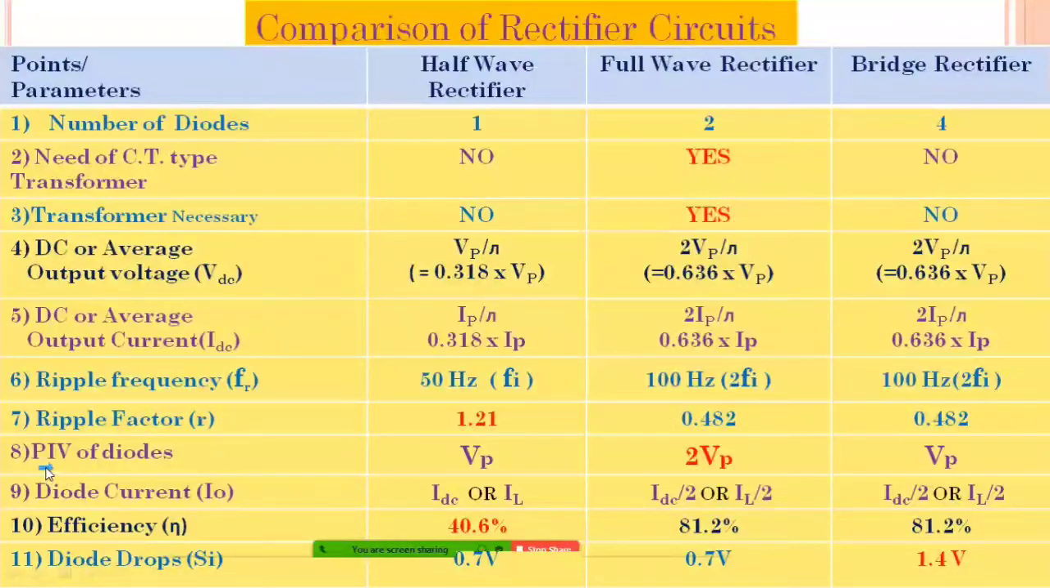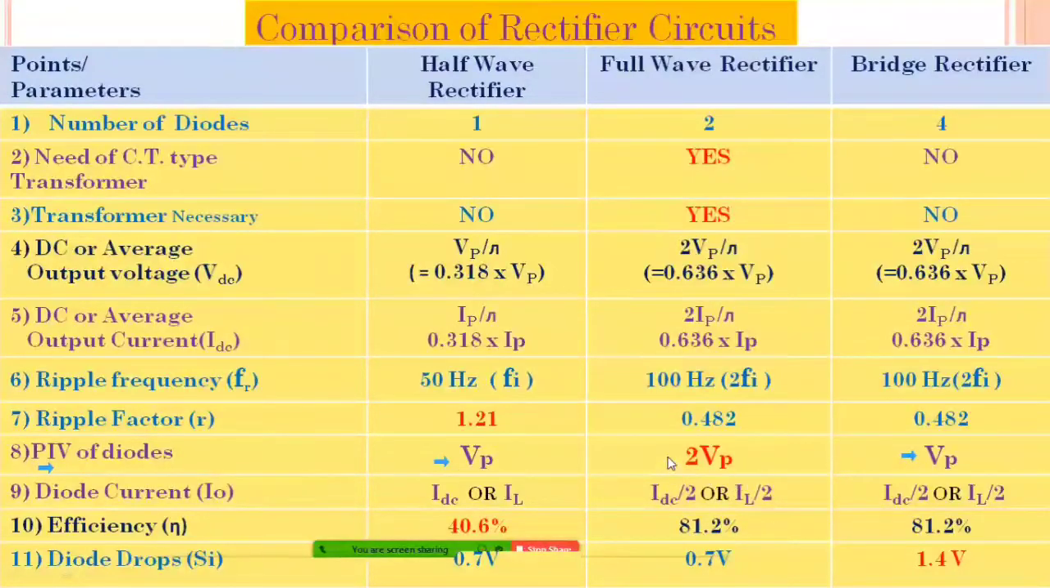Then the next one is the peak inverse voltage of a diode. It means the maximum value of voltage that we can apply across a diode under reverse bias condition. In case of a rectifier, what amount of voltage appears as a maximum value under reverse bias condition? We find in case of half wave, it is about the peak voltage present at output. So Vp is the PIV, and the same is the value for the bridge rectifier.